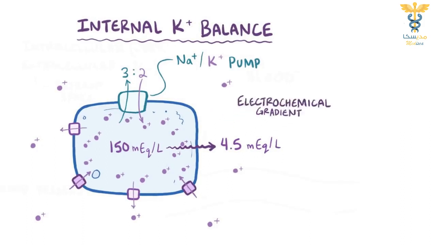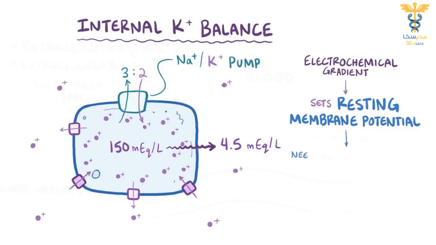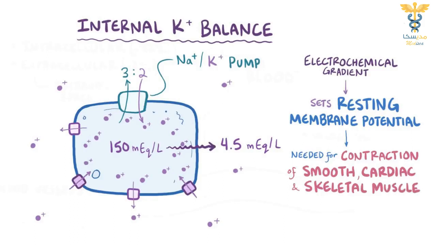This concentration gradient is extremely important for setting the resting membrane potential of excitable cell membranes, which is needed for normal contraction of smooth, cardiac, and skeletal muscles.